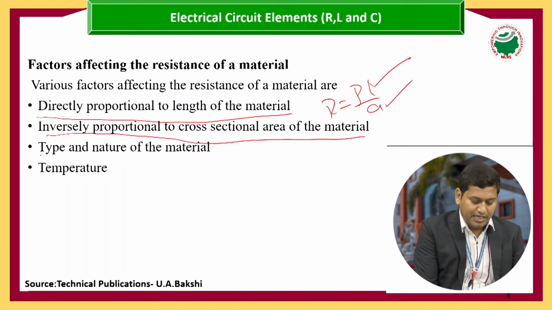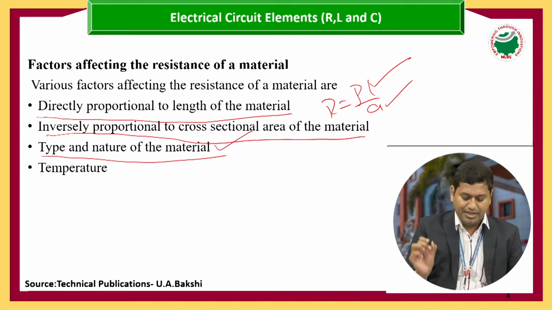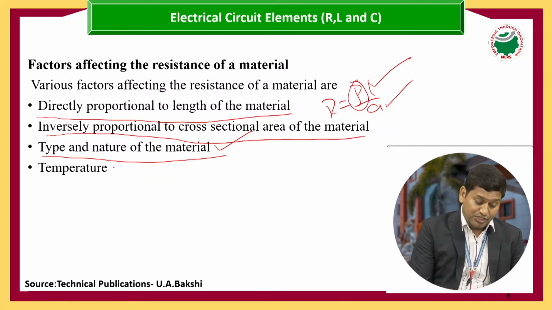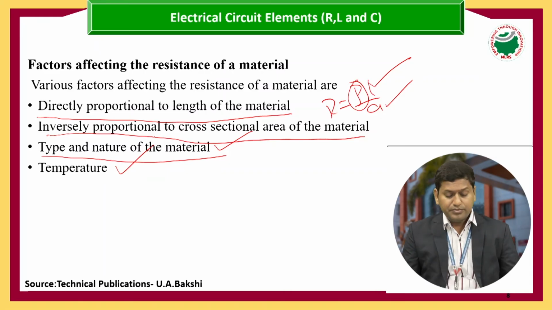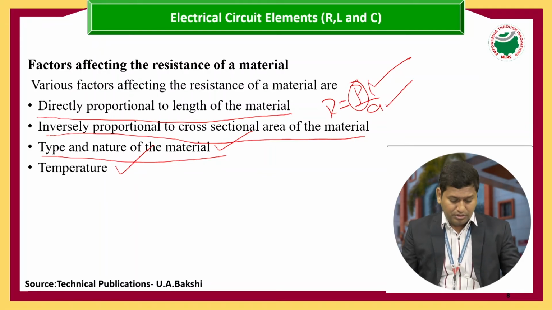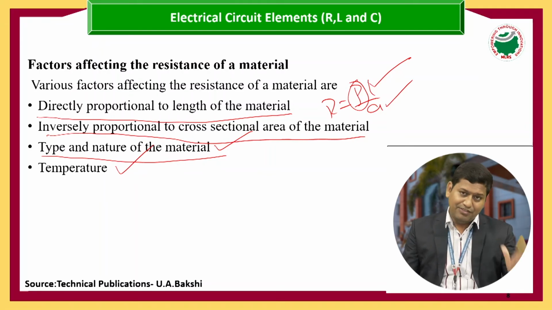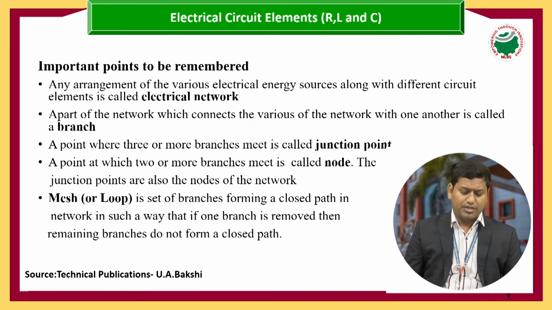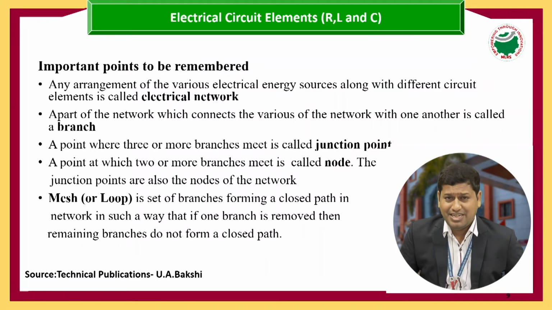And next, the type and nature of the material. This is rho, and it is dependent on temperature also. So, the 4 factors, right? Resistance is directly proportional to the length of the material, inversely proportional to the cross-sectional area of the material, and depends on the type and nature of the material and its temperature. So, after this, what are the important points that need to be remembered in DC circuits?